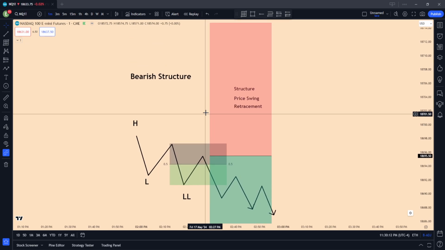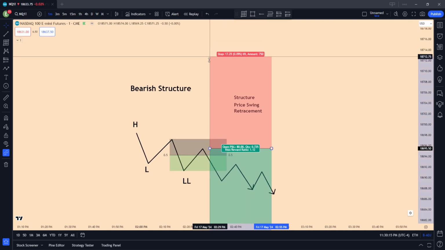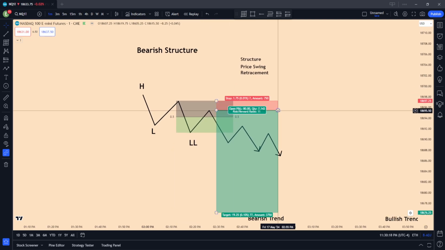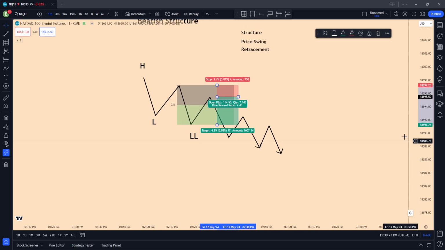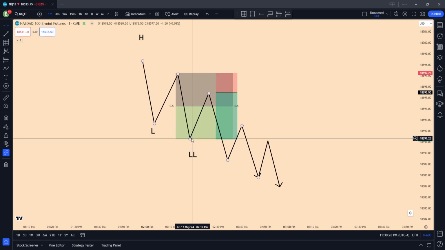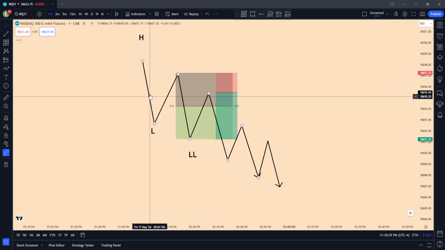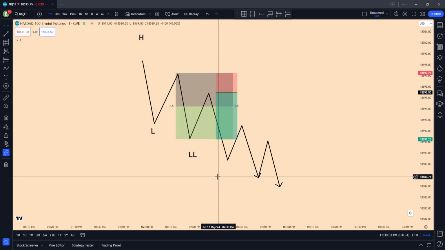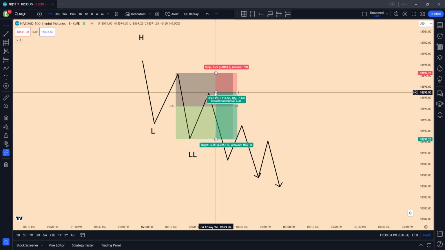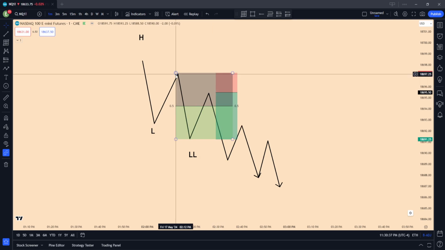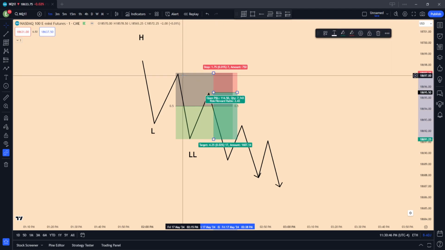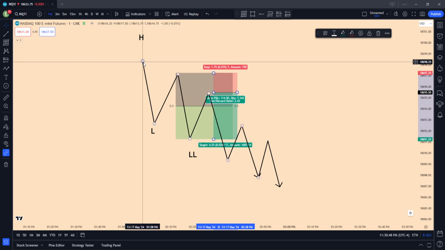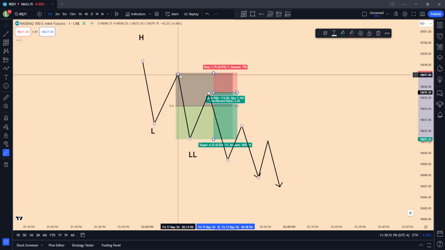So let's say you take a short, price comes up into the premium of this price swing, okay? And your target would be the next low, which is this. That will be your target, because you understand that a bearish structure creates lower lows, and it doesn't violate highs. It keeps the highs untouched like this. So if you take a short here, you can put your stop loss at this high, because you know that this is bearish. So price will not come up here.